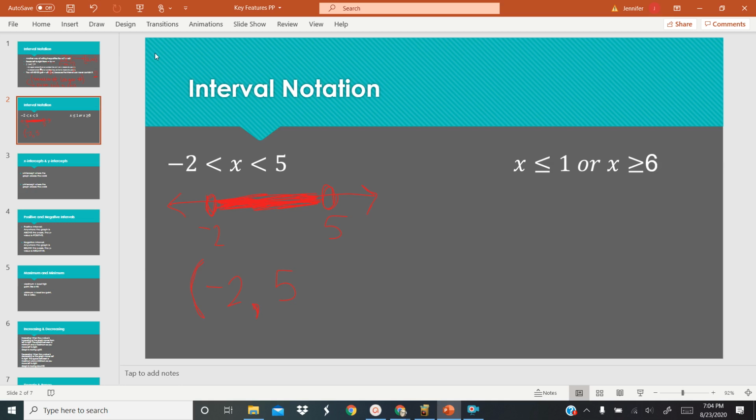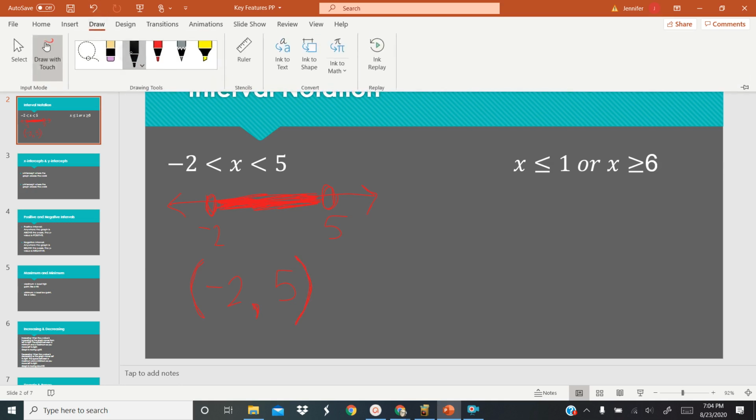And then there's another open circle, so I'm going to close with a parentheses as well. I'm not going to use any brackets on that one. So then I'm going to come over here to x is less than or equal to 1, or x is greater than or equal to 6.